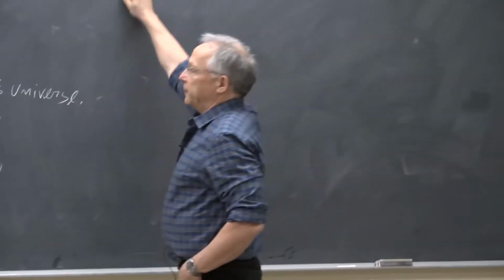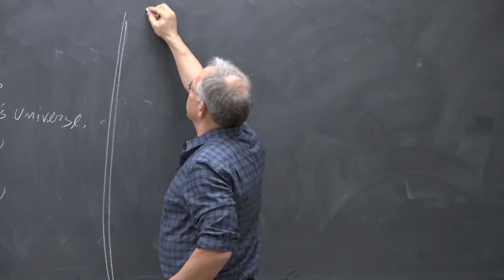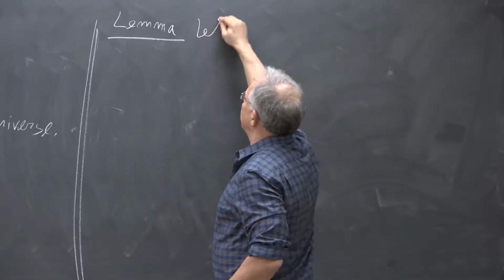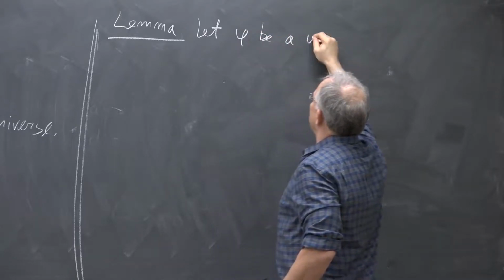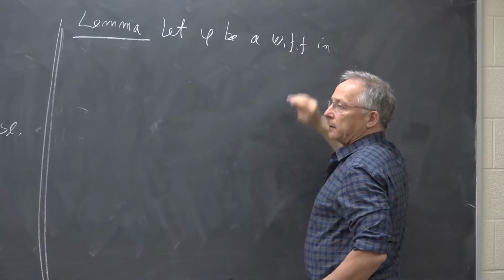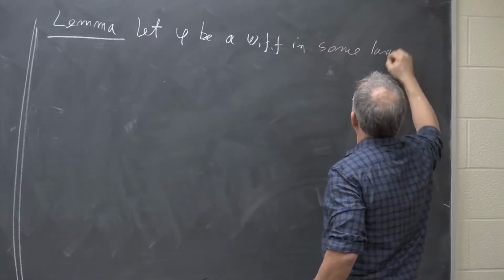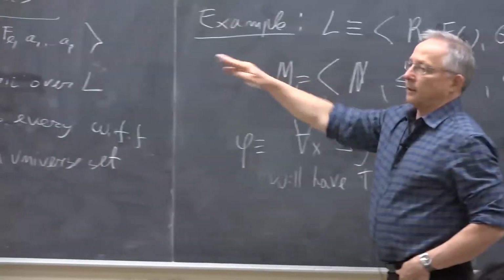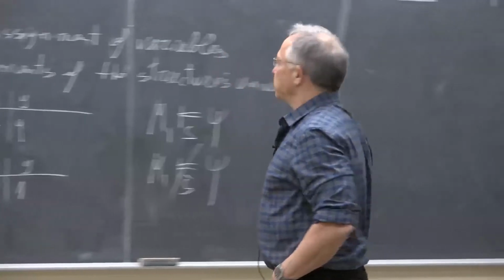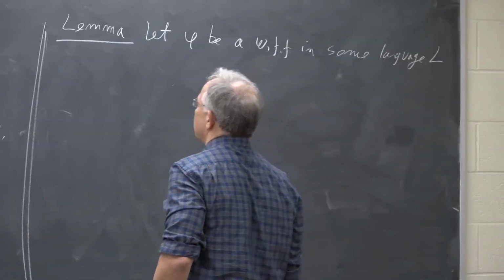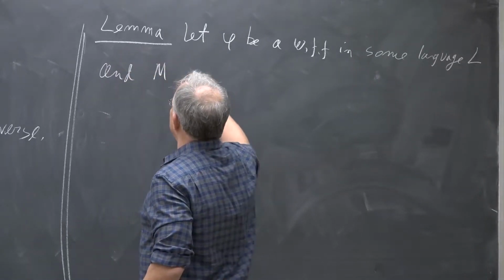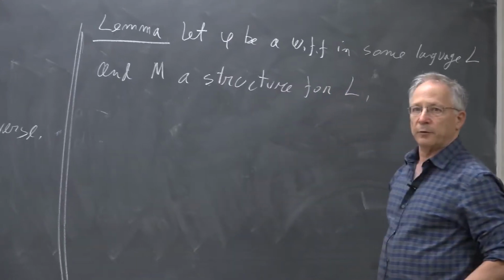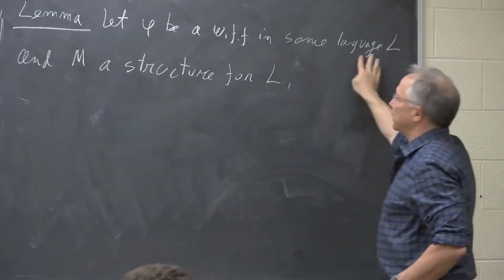So there is a very obvious lemma that says: let phi be a well-formed formula in some language L. I use the term language for the list of symbols that I have in my logic. And M, a structure for L. By saying a structure for L, it means that it has an interpretation for every symbol that I have in the language here.